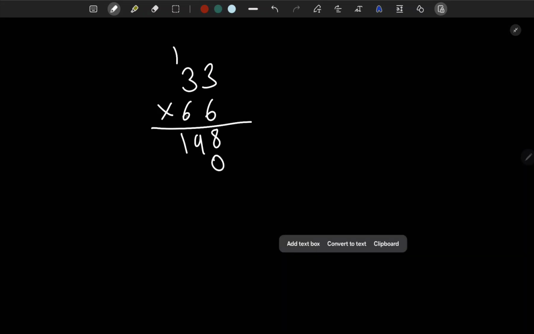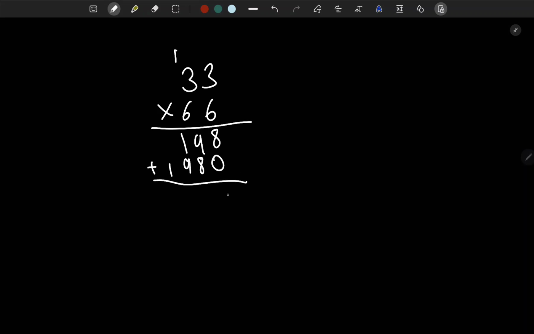So now let's do 3 times 6 again. It's going to be 18. Carry over the 1. 3 times 6 is 18 plus 1 is 19, and we just add this up now. So it's going to give us 8. 9 plus 8 is 17. Carry over the 1. 11. Carry over the 1. 2.